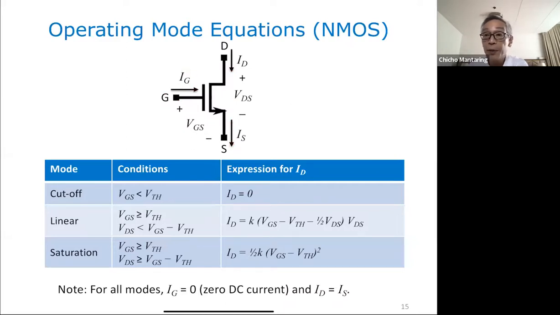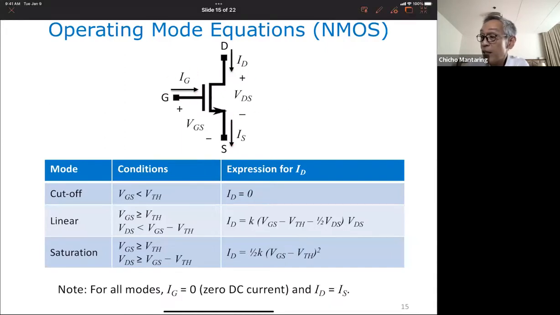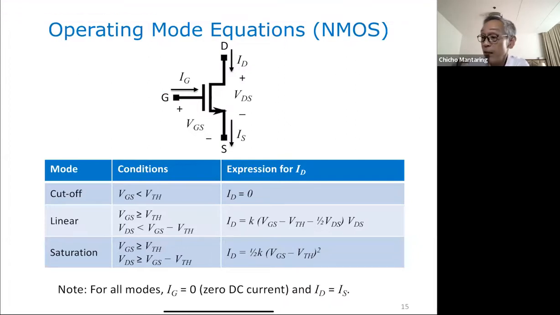So that's one difference between BJT and MOS. In a BJT, the base current affects the emitter current, no? But here the gate current will not have any effect on the source current. Okay, so this is for your NMOS.